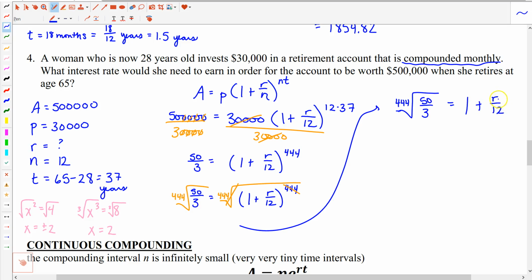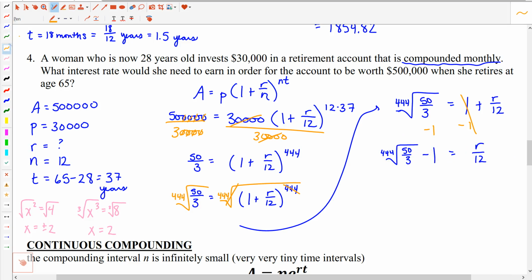I'm still trying to solve this for r, so the next thing I'm going to do is subtract 1 from both sides. That'll effectively move that off of this side. So I will have the 444th root of 50/3, and then minus 1, which is outside of this whole radical, is equal to r divided by 12.